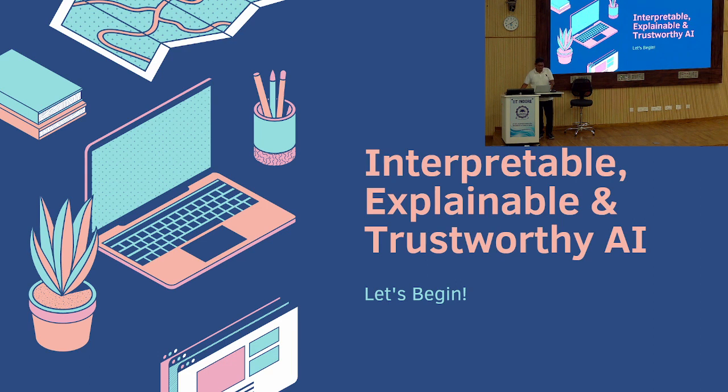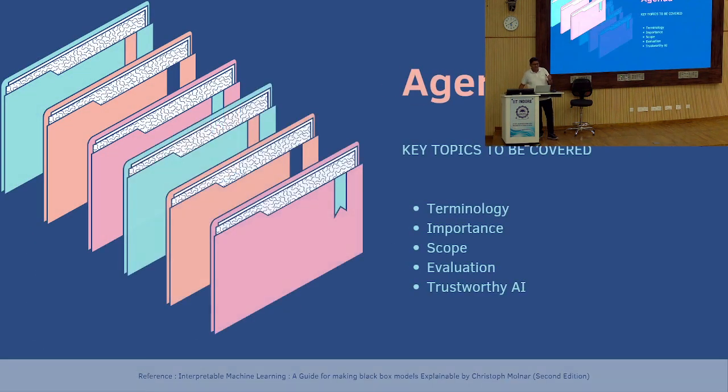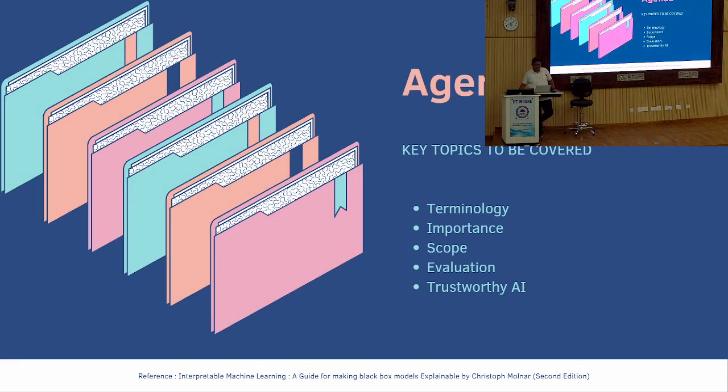So we have gone through a lot of technical jargon. Now let's usher into a bit philosophical and thus somewhat more complicated side of AI. Now onwards, we will be dealing with the field of interpretable, explainable, and trustworthy artificial intelligence. To give a brief outline, we will start with terminology, then we will cover importance, scope, and evaluation. Finally, we will focus on trustworthy AI.